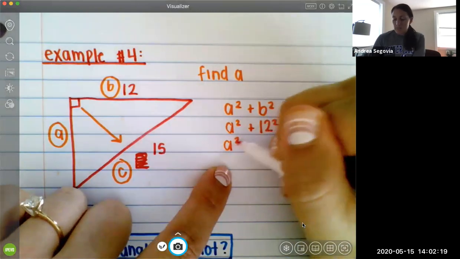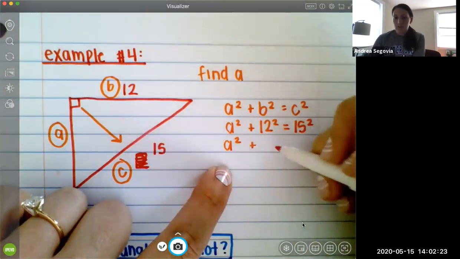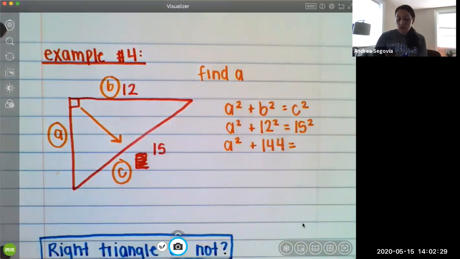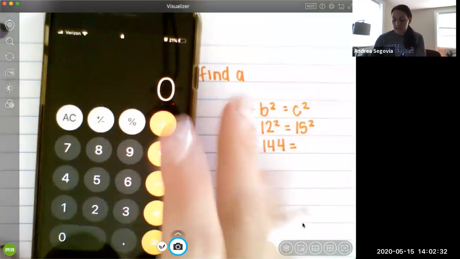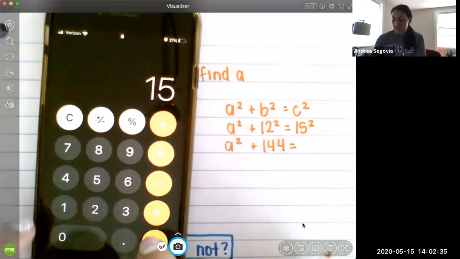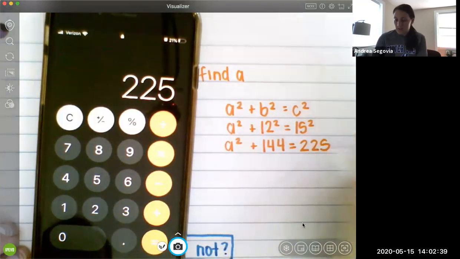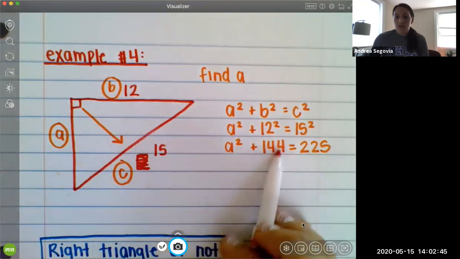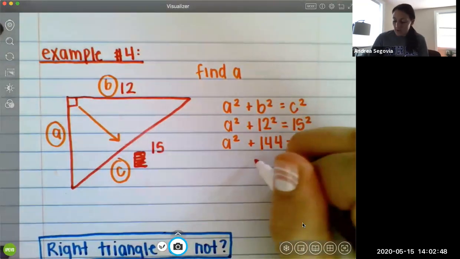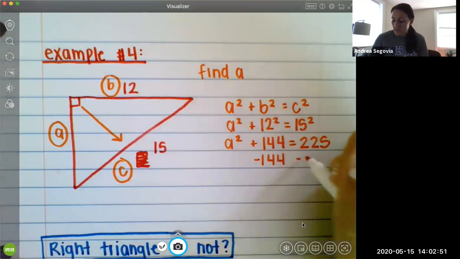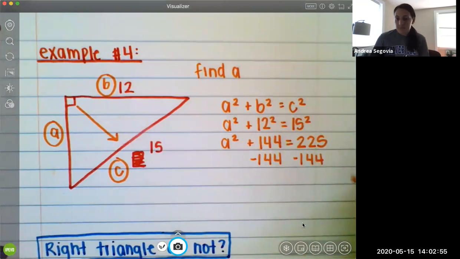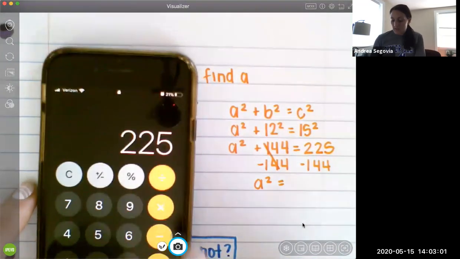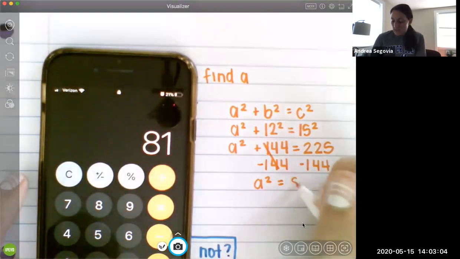A squared is gonna stay the same because I don't know that, plus 12 squared. What's 12 times 12? 144 equals 15 squared. I actually don't know off the top of my head what 15 squared is, so I'm gonna do it on my calculator. 15 times 15, or 15 squared, is 225. Great. I'm trying to solve for A, which means I have to get rid of everything except for A, so I notice I have to get rid of this constant right here. Using inverse, I'm going to minus 144. Whatever I do on one side, I have to do on the other. That cancels, and I'm left with just A squared equals, let's do that math. 225 minus 144 is 81.